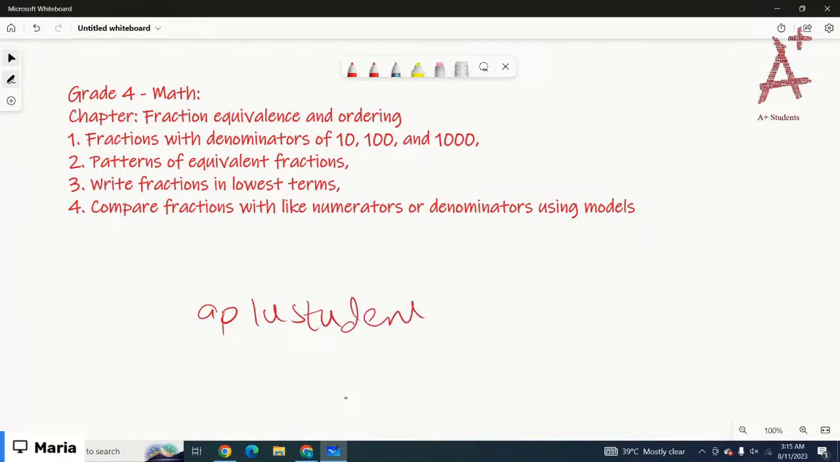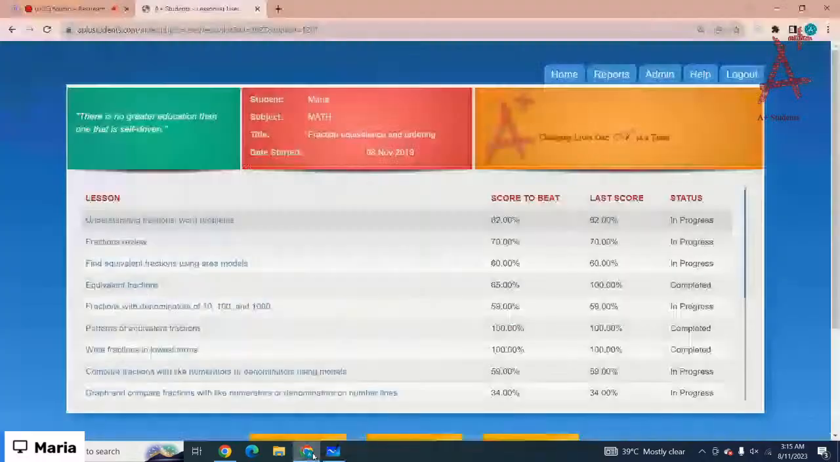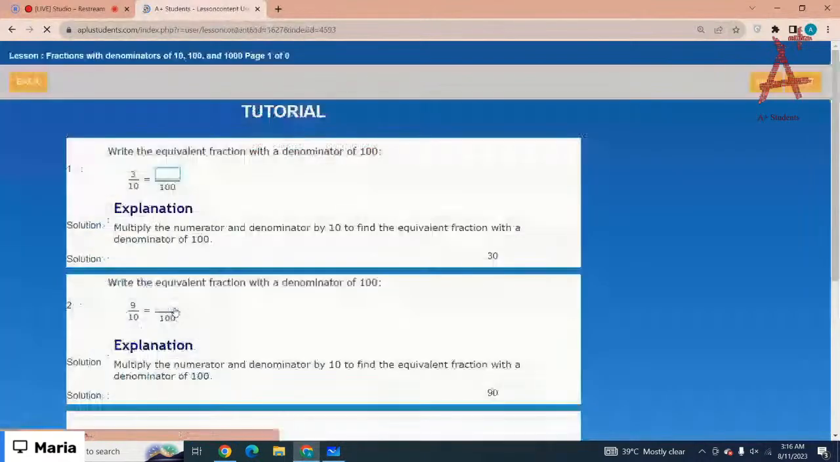So let's just start with the first lesson, that is on the chapter fraction, equivalence and ordering. So here I'm on grade 4 maths. The chapter is fraction, equivalence and ordering. The lesson is fractions with denominators of 10, 100 and 1000. That means if you have a fraction that has the denominator 10, 100 or 1000, how do you solve them? Let's just look at the first example.